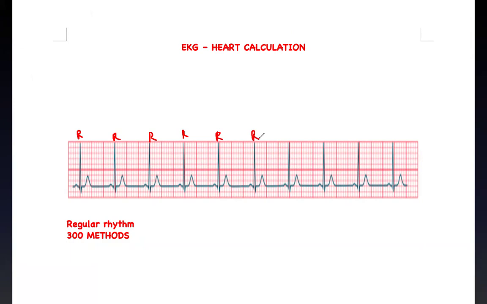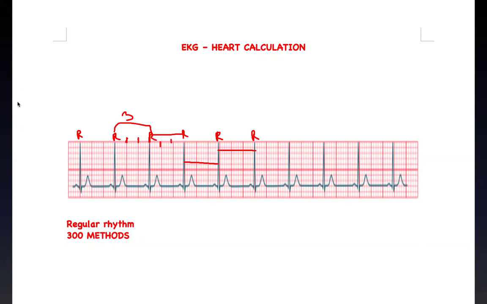What do you need to do? Find 2 consecutive R waves. It does not matter. So long as it's a regular rhythm, you can choose this R wave, the distance between this, or you can choose this one. If I'm choosing this, this is 1 R, 2 consecutive. Don't jump to the next one. So from here, how many large boxes are between? Large boxes, I told you, are these thick ones. So from here, 1, 2, 3. You see, there are 3 large boxes. Same thing from here to here. 1, 2, 3. So there are 3 large boxes between 2 consecutive R's.